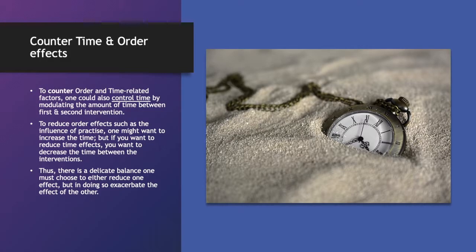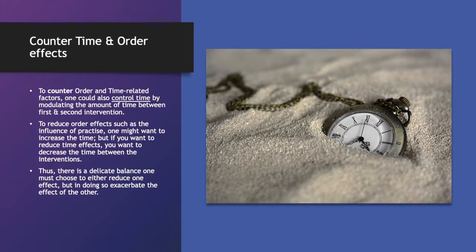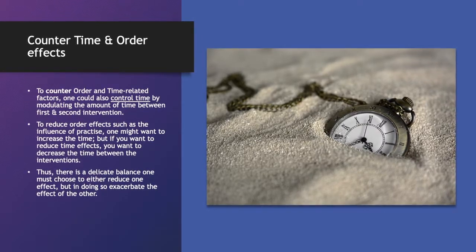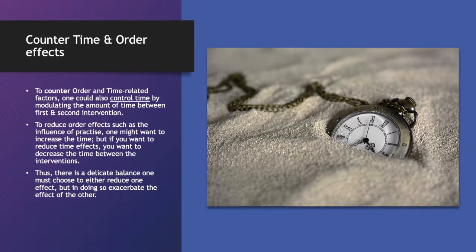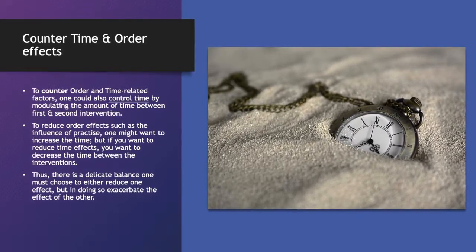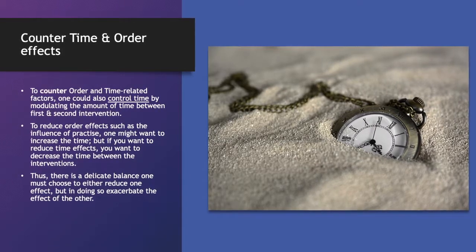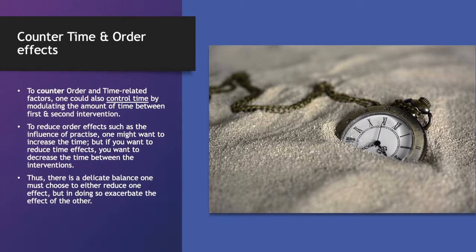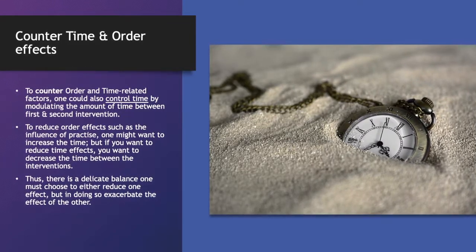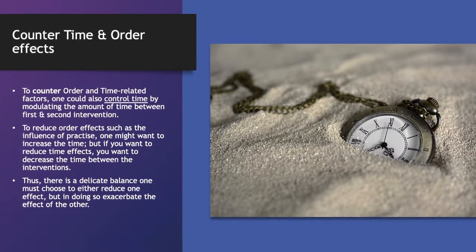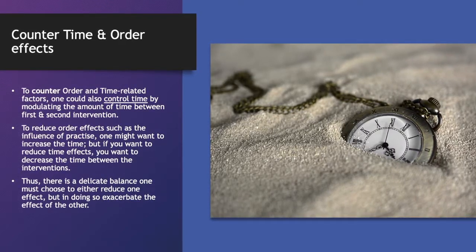To counter order and time-related factors, one could also control time by modulating the amount of time between first and second intervention. To reduce order effects, such as the influence of practice, one might want to increase the time. But if you want to reduce time effects, you want to decrease the time between the interventions. Thus, there is a delicate balance. One must choose to either reduce one effect, but in doing so exacerbate the effect of the other.